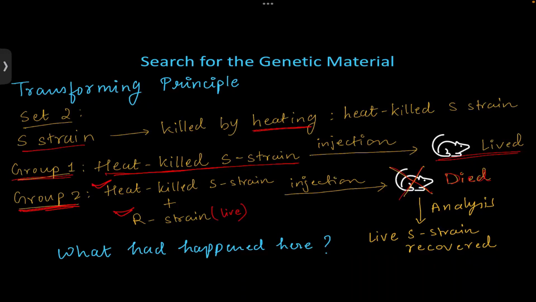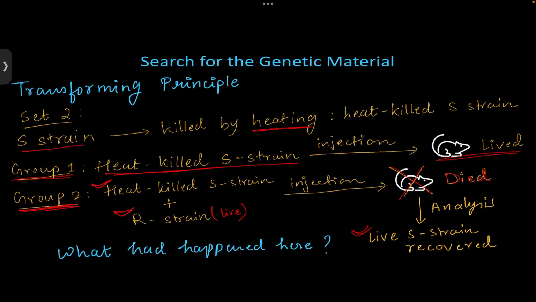When Griffith did autopsy of these dead mice, he found living S strain bacteria. See the contradiction. In group 2, the mice were injected with heat-killed, meaning no longer alive, S strain bacteria and a few R strain bacteria that were alive. And this mixture killed the mice. During autopsy, he saw that these mice had living S strain bacteria. Initially, he didn't give live S strain bacteria, but after death, he found live S strain bacteria. So what had happened here?